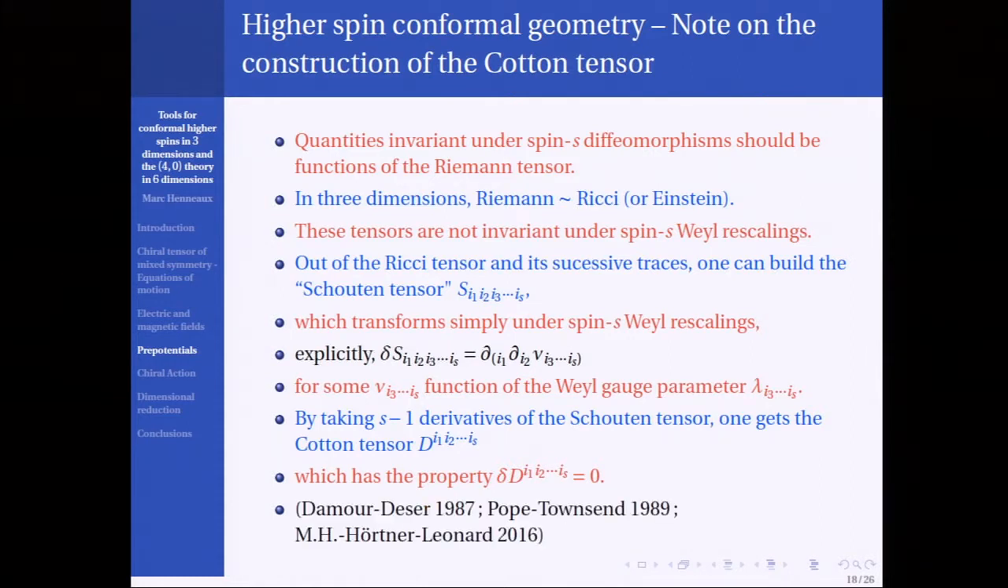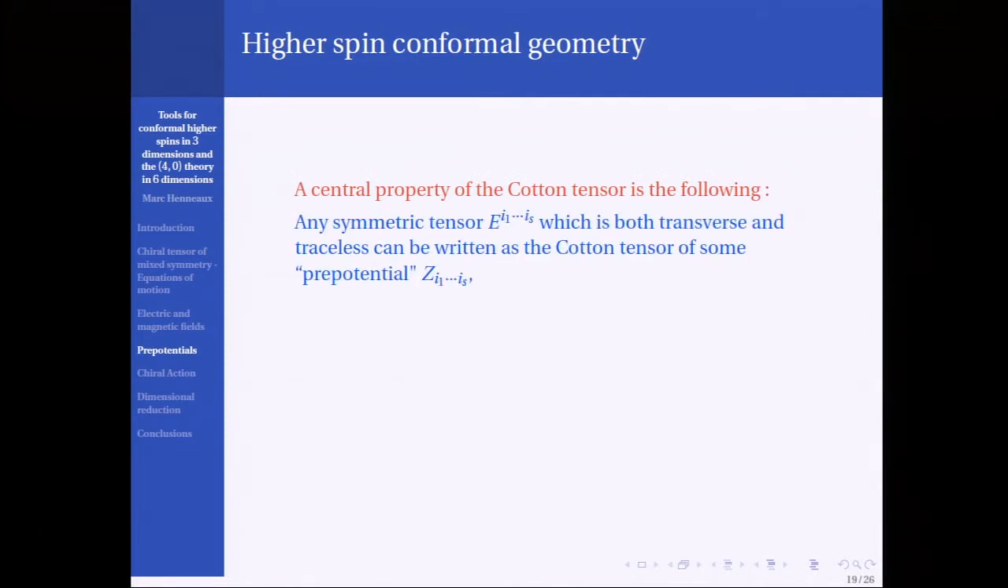So the construction was done first for spin 3 by Damour and Deser some time ago, for any spin by Pope and Townsend, and more recently we have reanalyzed it, establishing properties that were perhaps not so well known for the Cotton tensor. And one key property that we will need is that in fact any symmetric tensor which is both transverse and traceless can always be written as a Cotton tensor of some prepotential.